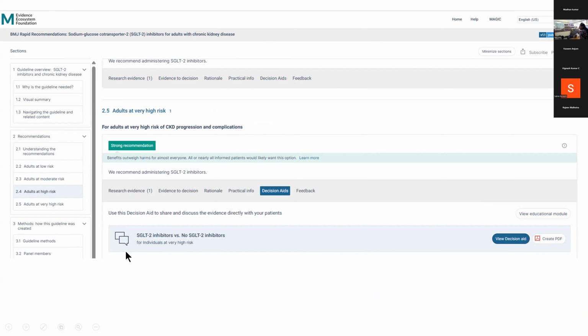This is a guideline developed using the MAGIC app. This is looking at adults at very high risk of CKD progression. They're looking at SGLT2 inhibitors. So here they've written, we recommend administering SGLT2 inhibitors. Here, if you click on this button, you get the research evidence. Here, if you click on this button, you get evidence to decision. And here, if you click, you get practical information. Here, if you click, you get decision aids.